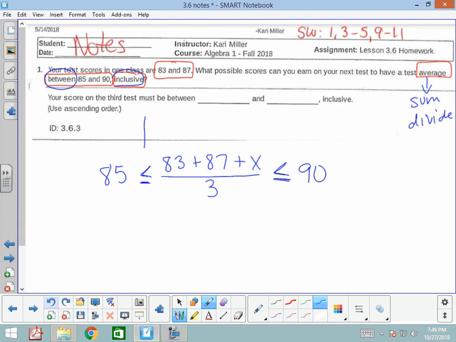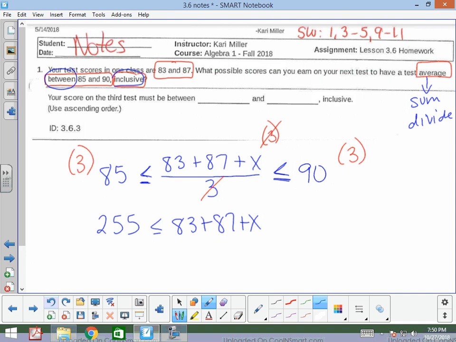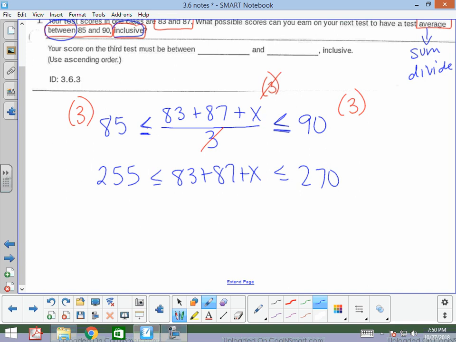All right, now this is how we're going to solve this. We're first going to clear the fraction in the middle. So we're going to multiply by 3. That means that 3 and that 3 cancel out. Now, whatever we do to the middle, we have to do to the right side and the left side. So 3 times 85 is 255. 3 times 90 is 270. So I multiplied by 3 and cleared the fractions. Now I'm going to combine like terms in the middle, and you can do that all in one step if you want to.